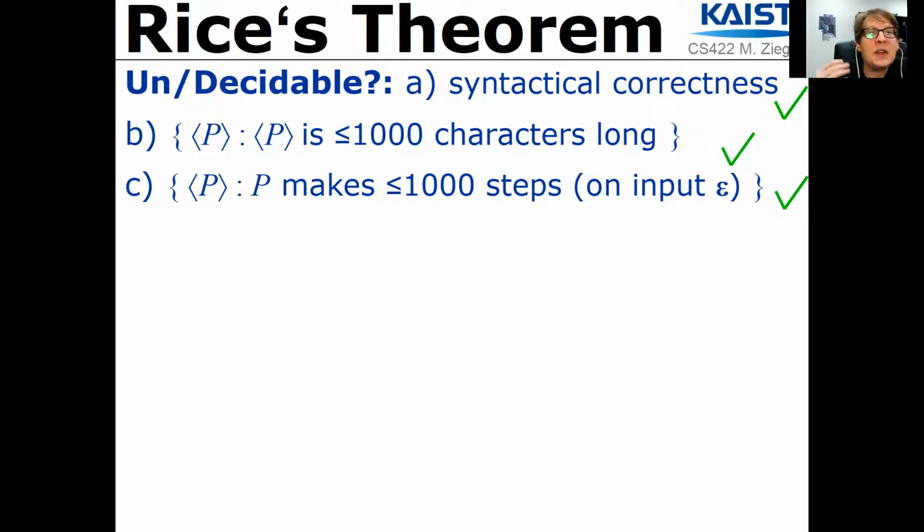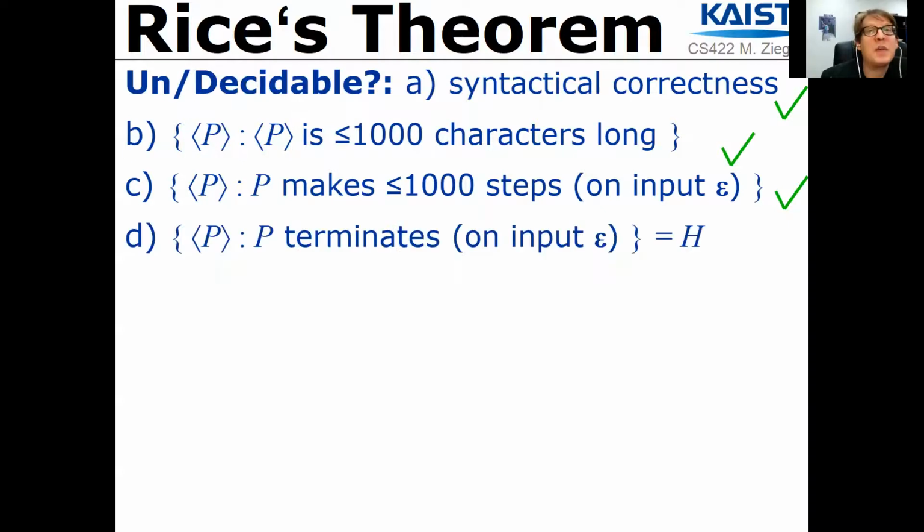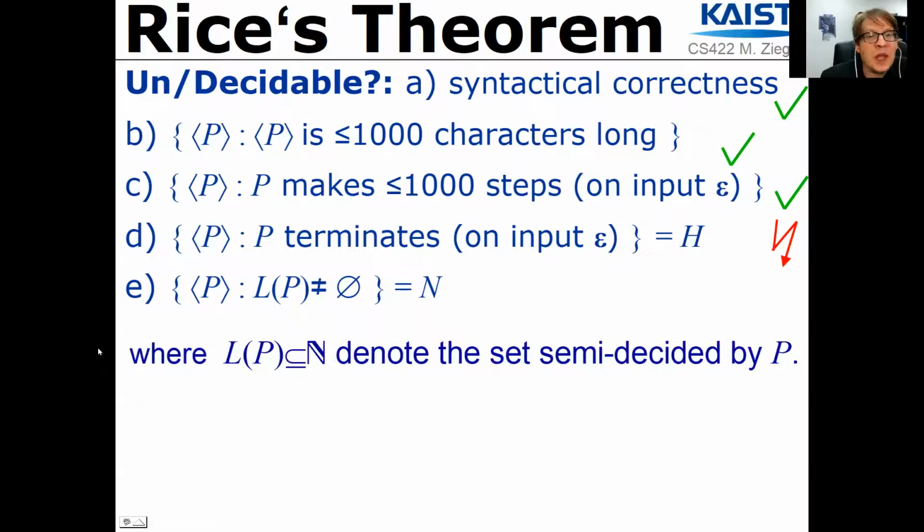So this is again not a semantical property, and this explains why it's decidable on a higher level, whereas the termination, the halting problem, that's a semantical property, and we already know that to be undecidable. And another semantical property here is the non-triviality problem. Does there exist some input on which the program does terminate? And more generally, we introduce here the notion of L of P, the set semi-decided by program P.